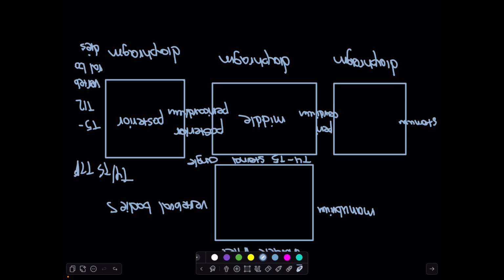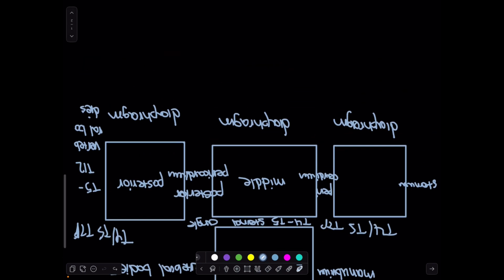This is a really good diagram. I hope it helps people. I'm proud of it, guys, just to let you know.